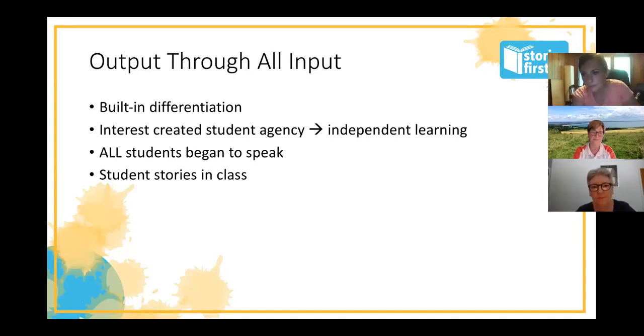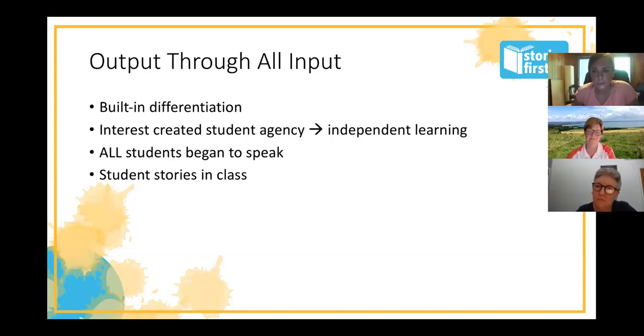Also, her interest in the students created her agency. It created her agency for the student and independent learning, because that's what she did. Independently, voluntarily, she went on to record these videos, write these stories, because she liked them so much. And it was really about the stories.